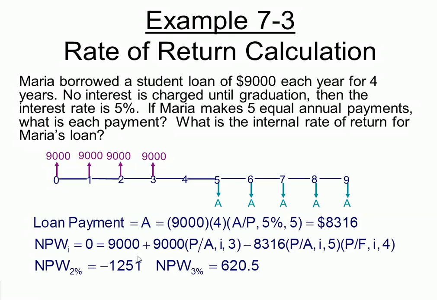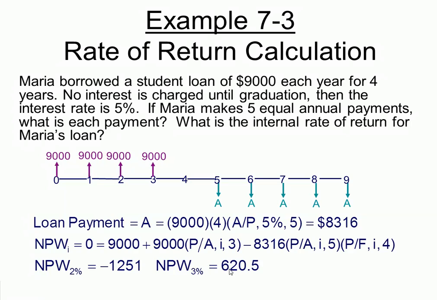At 2%, when we plug 2% in instead of the I, what we're going to get on this left hand side would be minus 1251 rather than 0. If we plug in 3% on the left hand side rather than 0, we would get $620.50. So this is a positive one, this is a negative one. That means that somewhere in between we would have an I that would turn it to 0.